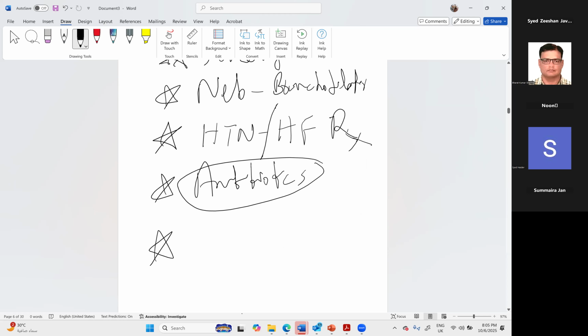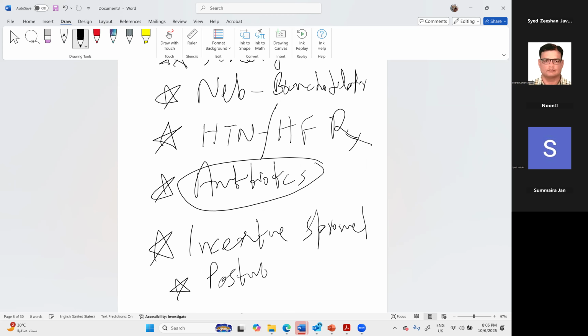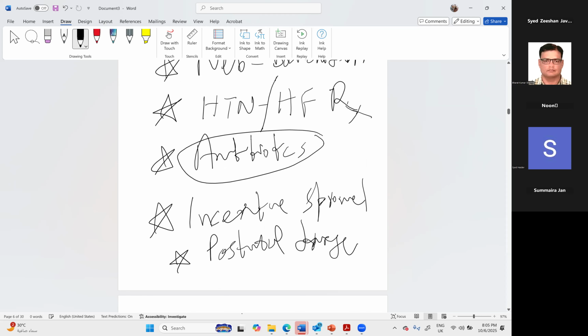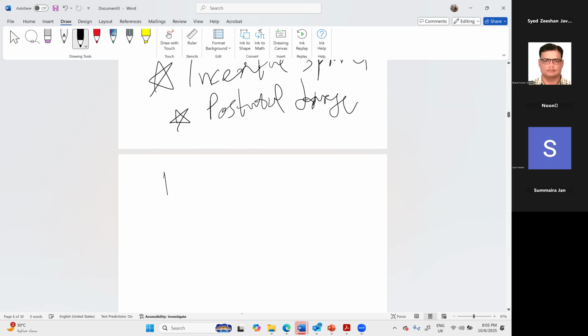What about Zishan? You want to add incentive spirometry? Yes, sir. Regular chest physiotherapy and chest rehabilitation and incentive spirometry, sir. Incentive spirometry, postural drainage of the secretion. Okay. Maybe if the patient has some pleural effusion, so pleural effusion tap.